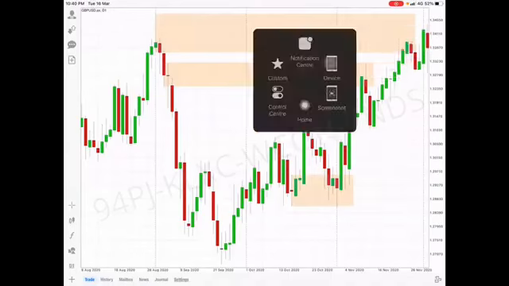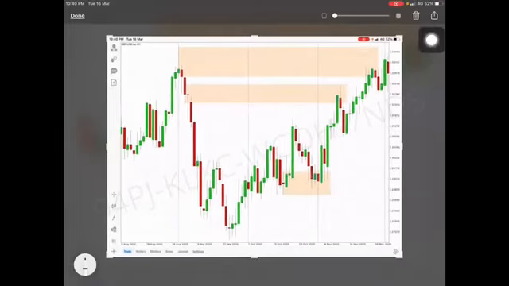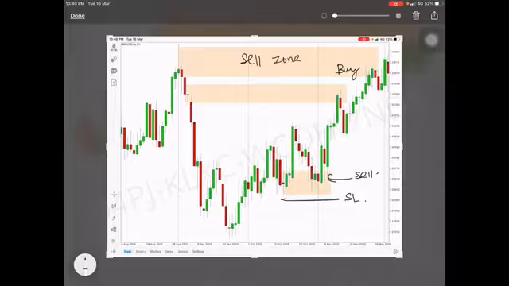What about SL? So let's say at this point, you mistakenly go for sell. So your SL should be below the box. This is your SL. Okay. So let's say right here, you entered for a buy position. Okay, so this is a sell zone, but you entered for buy. So your SL should be below the box. Like that, okay?